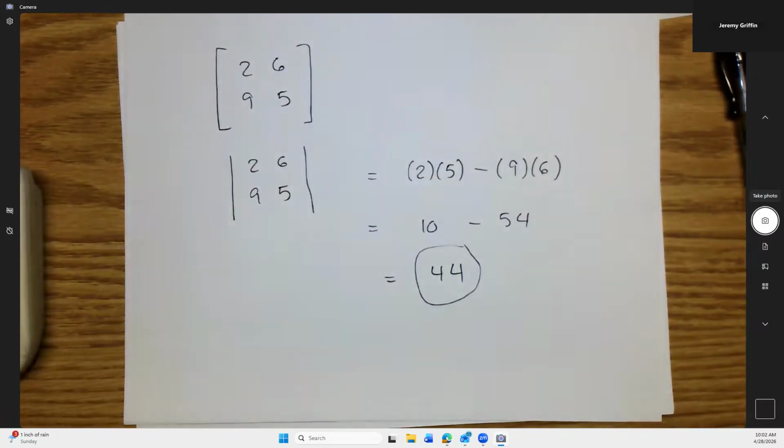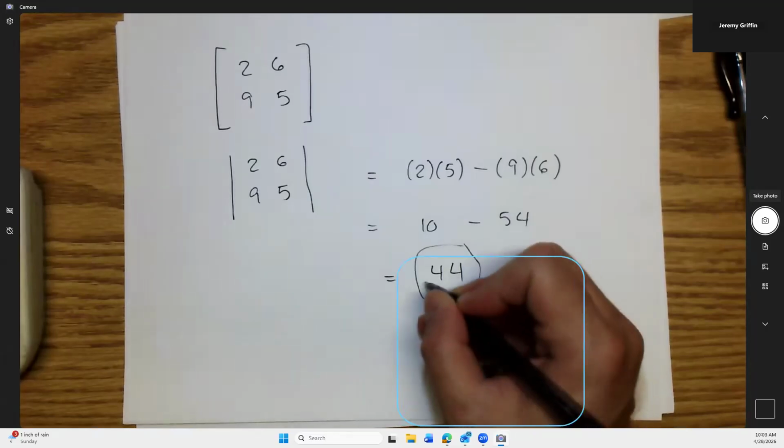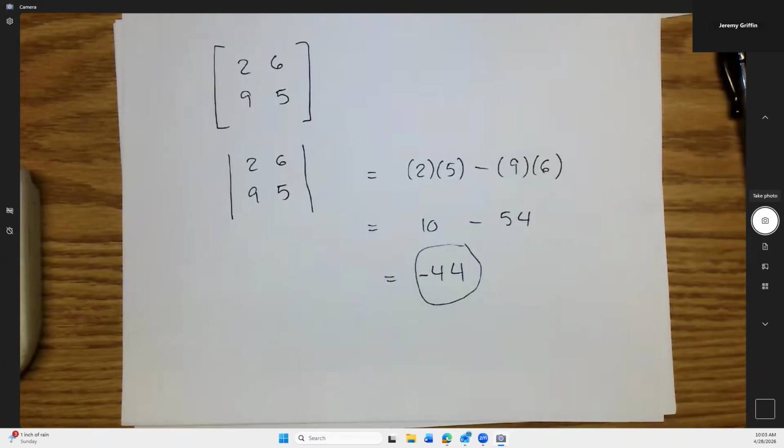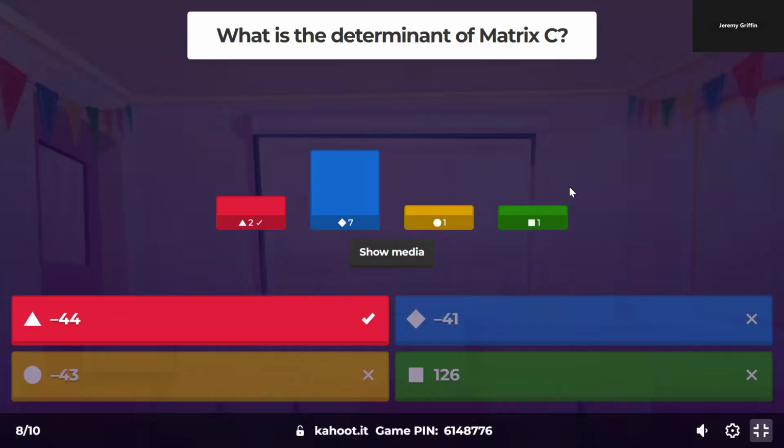Well, only 2 of you got that. You can find the determinant of a 2 by 2. So, okay, negative. That's negative 44. Negative 44. All right, guys, go with negative 44.